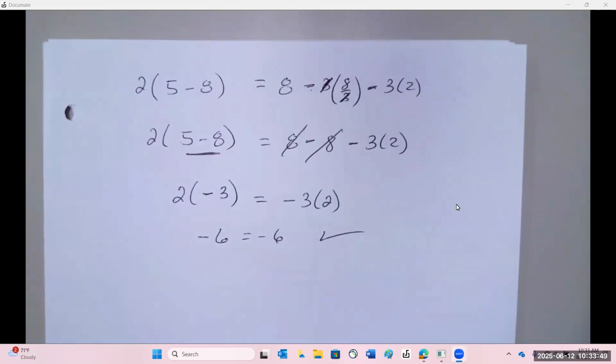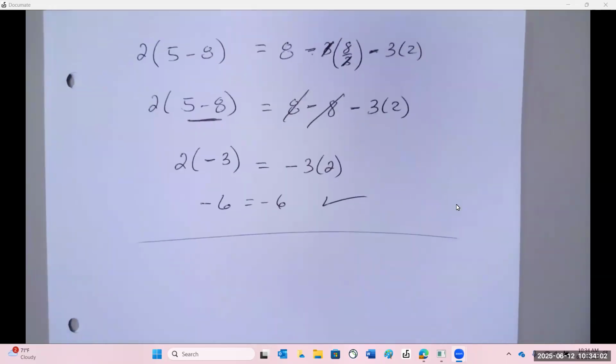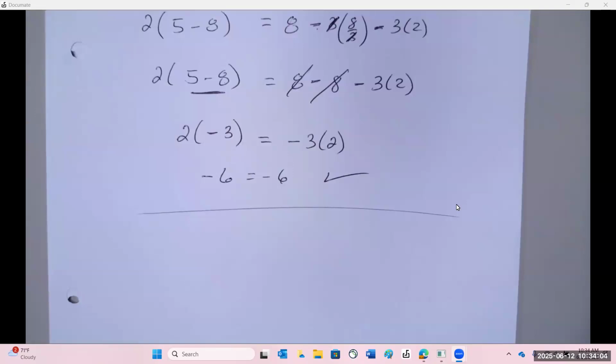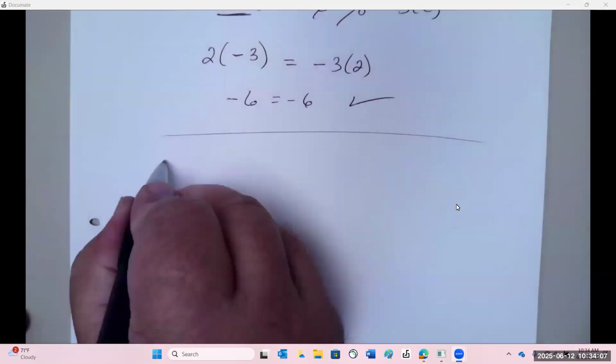So you should never be surprised that your answer is wrong. The only time you'll be surprised is if you're too lazy to check your answer. And you deserve it in that case. So far, so good? It's the same processes. Let's look at another example.